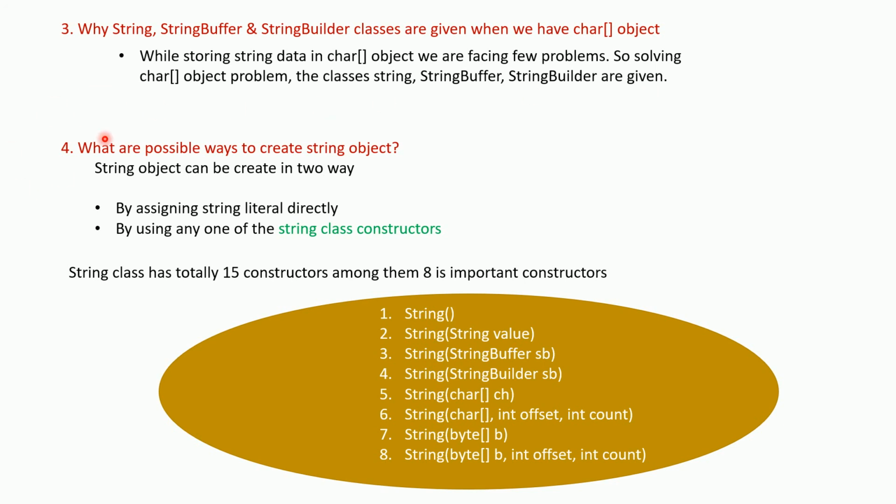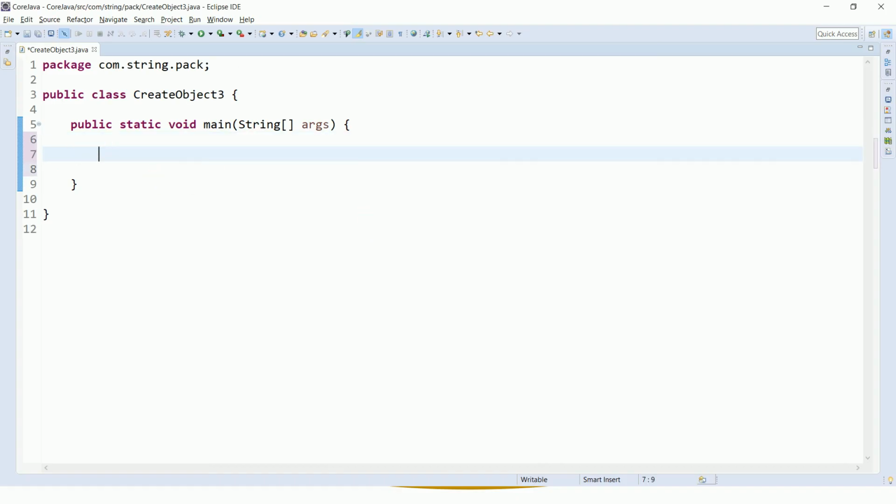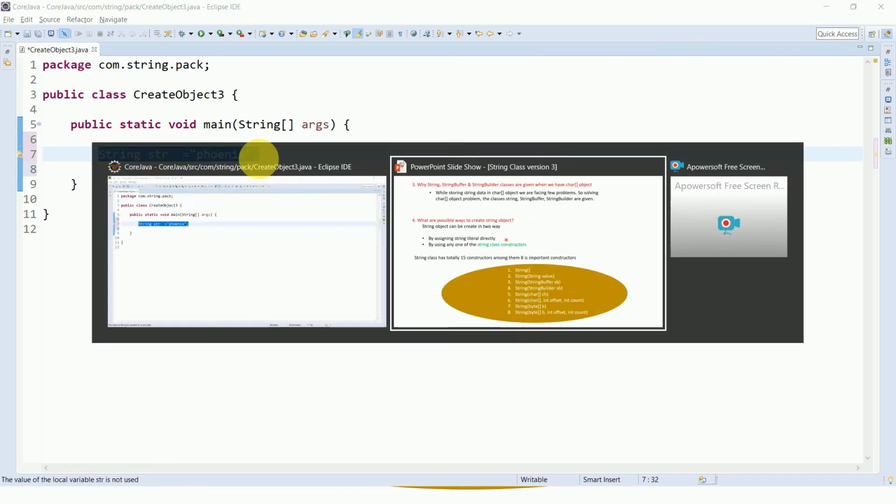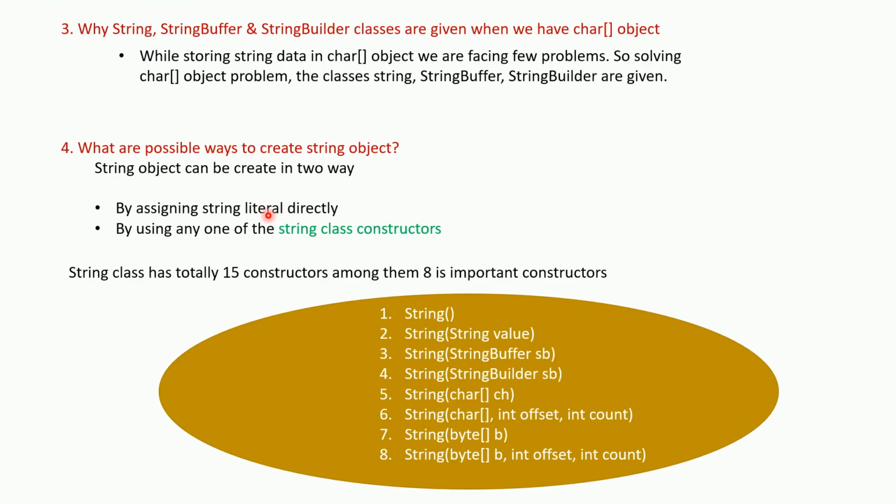If we talk about the fourth one, what are the possible ways to create a string object? There are two ways we can create it. The first way is using the string literal. Like with a string literal, we can create the string object. If you see here, for a string literal I am writing String str equal to Phoenix. This is the string literal. In this way, this is the first way we can create the string object directly.